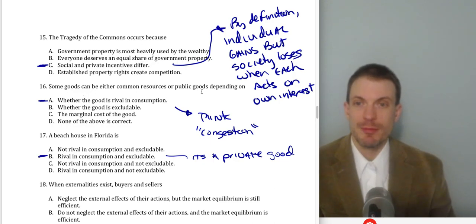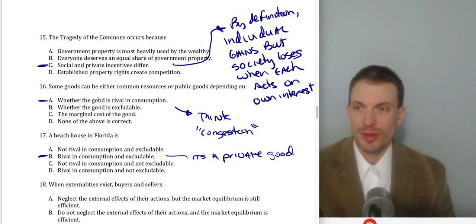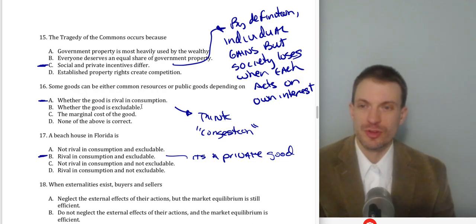Some goods could be common resources or public goods depending on whether the good is rival in consumption. So think about congestion here. If there's congestion, this creates this rivalry externality. And so that can make us go between a common resource or a public good.